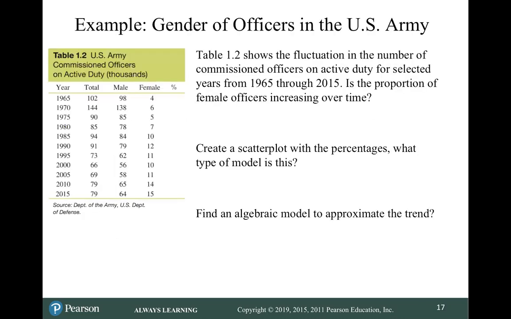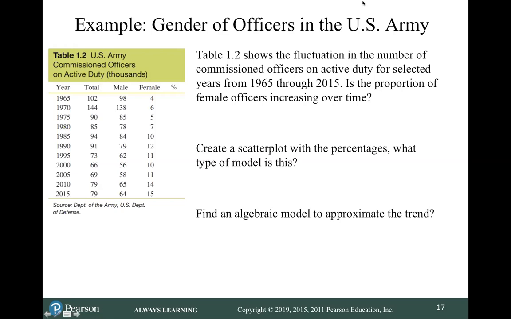So let's take a look at a model. Here we're given a list of data, and so that makes this a numeric model. So we're going to start by remembering how we can use this data in order to find out information. So one way is to look at the data and look at how the numbers are relating to each other. On table 1.2, we see the fluctuation of the number of commissioned officers on active duty for selected years from 1965 through 2015. Is the proportion of female officers increasing over time?